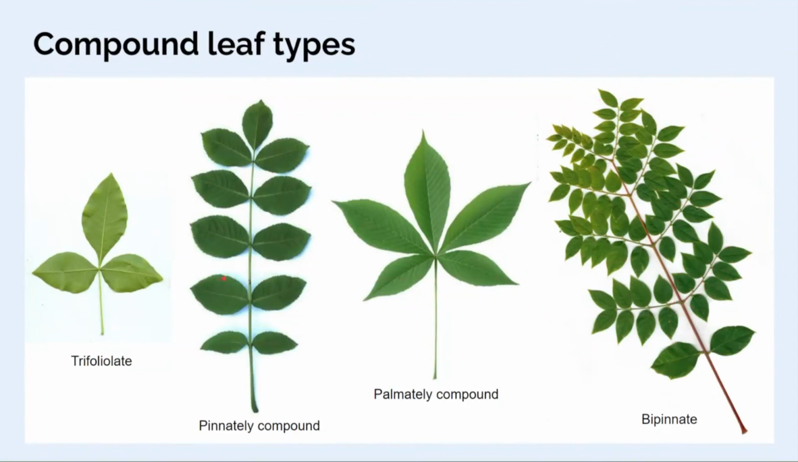Then basically, pinnately and palmately compound are big categories. And if you happen to have 3 leaflets on your leaf, 3 doesn't really tell you if you're pinnate or palmate. So it gets its own term, trifoliolate. Try saying that more times than once.